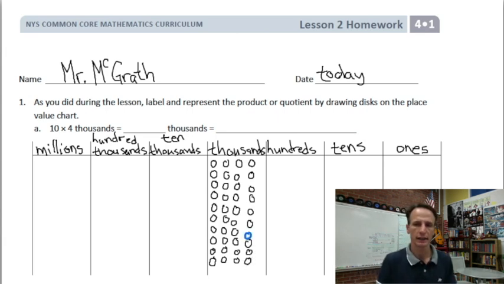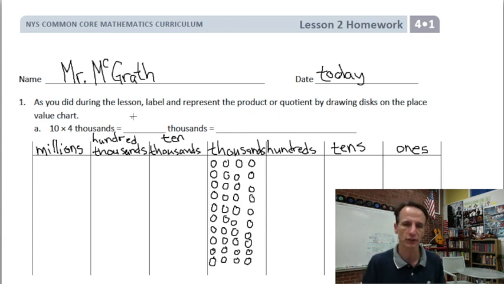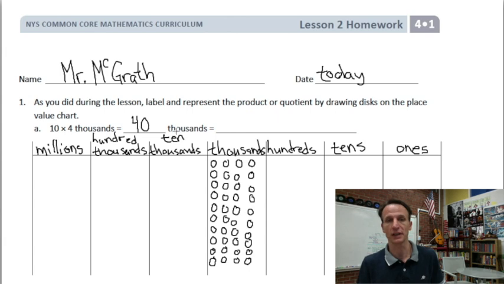Excellent. And we can then answer this blank right here. 10 times 4,000s. Well, how many thousands do we have now? We have 10, 20, 30, 40. So it's 40,000s. Doesn't that make sense? I hope so. 10 times 4 things is 40 things. So 10 times 4,000s is 40,000s.